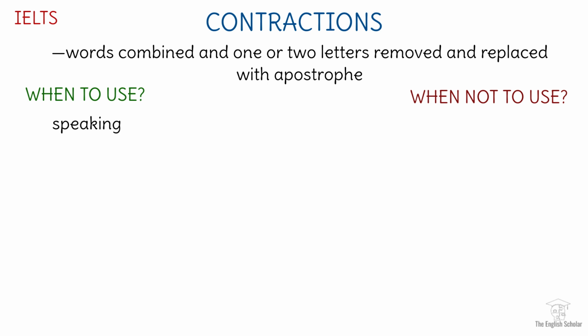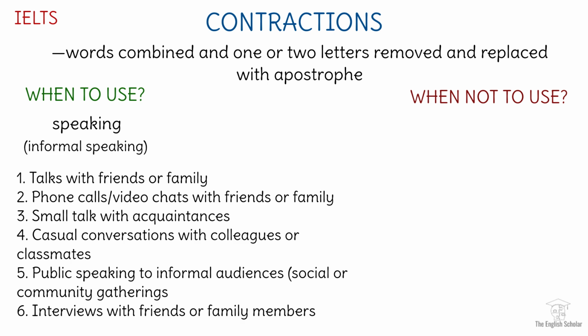In speaking, we can use contractions in conversations with friends or family, phone calls or video chats with friends or family, small talk with acquaintances, casual conversations with colleagues or classmates, public speaking to informal audiences such as social gatherings or community events, and interviews with friends or family members.